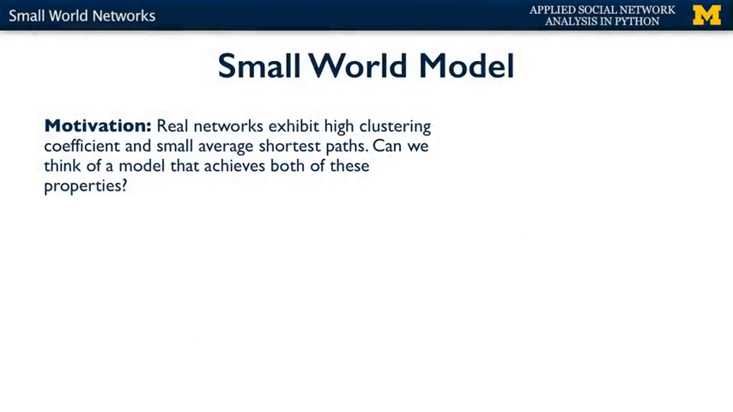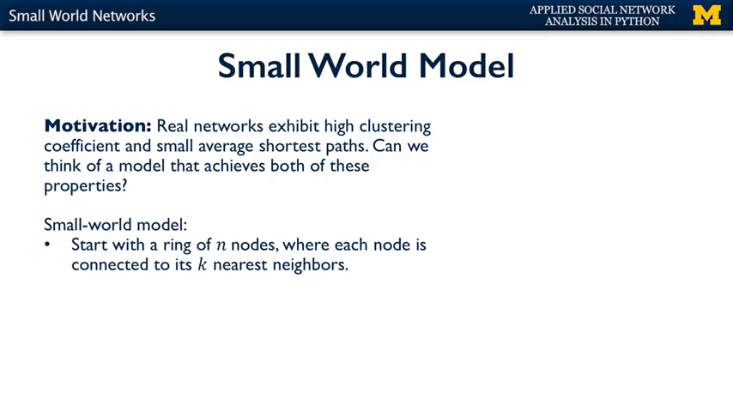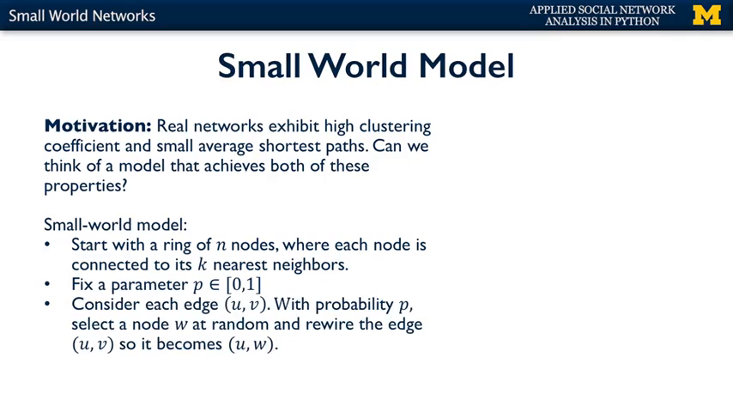So now let's talk about a new model called the small world model that actually gives networks that have these two properties. So first, let's discuss how the model actually works. You start with a ring of n nodes. So basically, you put n nodes in a circle, and then you have each node connected to its k nearest neighbors. So there is some parameter k to fix. And then you fix another parameter p between 0 and 1. And what we're going to do is take each one of these edges that we created in the first step, and with probability p, we're going to rewire it.